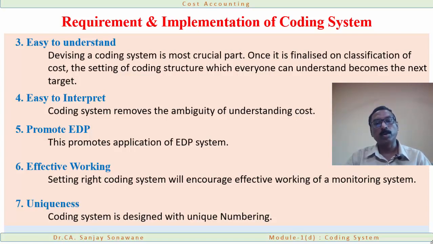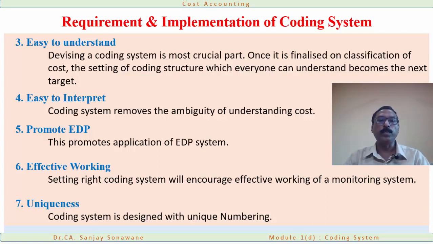Next one is promote EDP. Now electronic data processing is our ultimate aim in future. So whatever codes we develop, they should be compatible with the computer systems. Whatever coding systems we have, this should promote the application of the EDP system. The EDP system must be capable of implementing properly when we develop a coding system. There should not be any overlapping, or the coding should not have multiple meanings. So there has to be a clear-cut meaning given to every code.